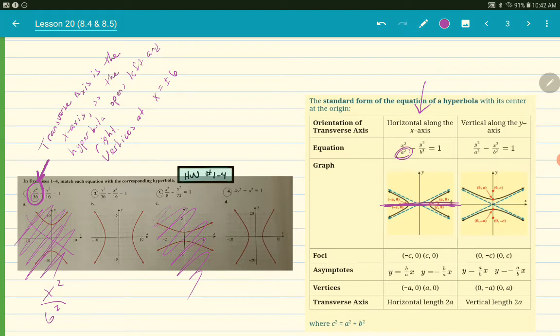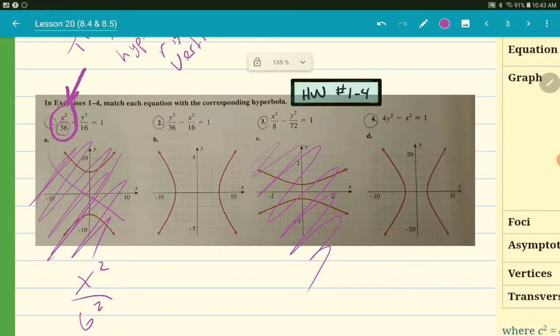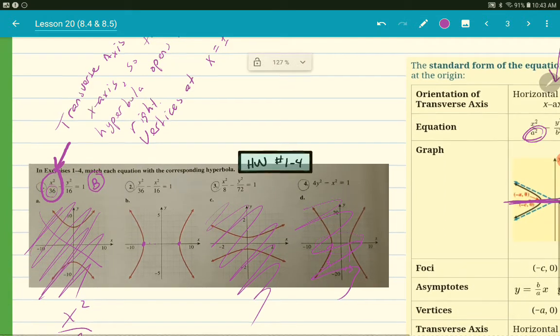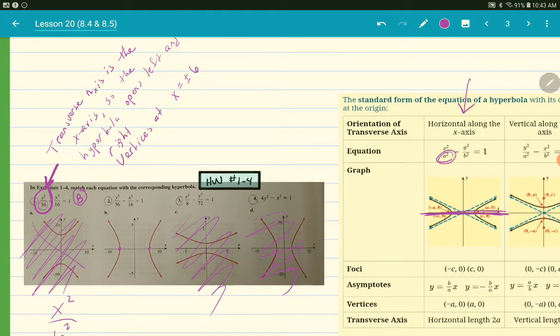Let's see, these are counting by 2. That's 2, 4, 6. There's 6. So there's my vertex, plus and minus 6 right there. If I had looked at this one, that vertex looks like it's actually at negative 3 and positive 3. So that's not going to work for us, right? So for 1, we have B as our match. And I can find that from the transverse axis being horizontal, and I can see that the vertices are going to be at plus and minus 6 because of the denominator.